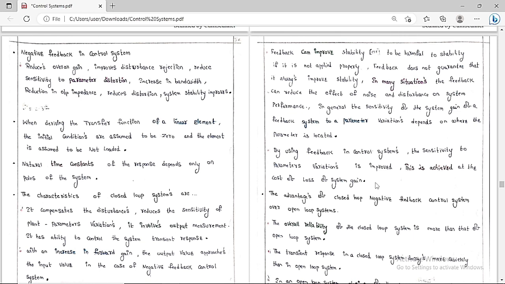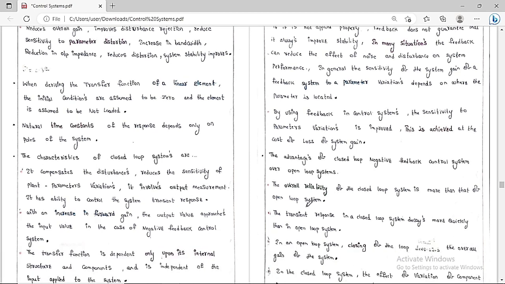The next one is, natural time constants of the response depend only on the poles of the system. This one you always have to keep in mind. Natural time constants of the response are going to depend only on the poles of the system. This is a very, very important statement.